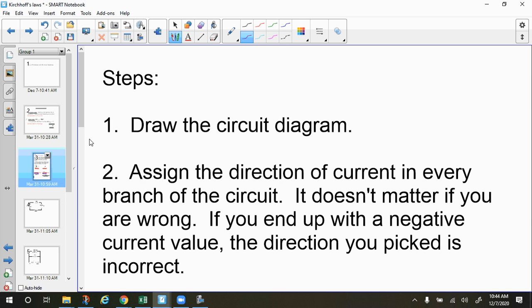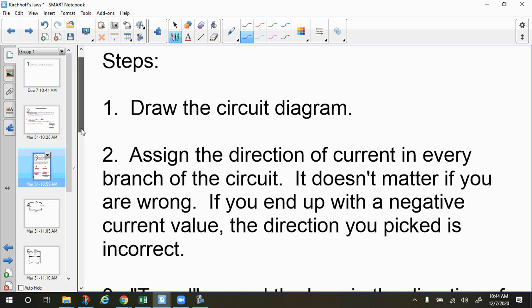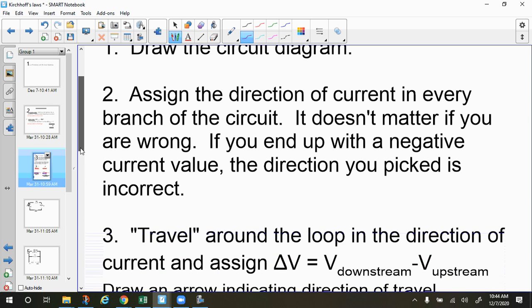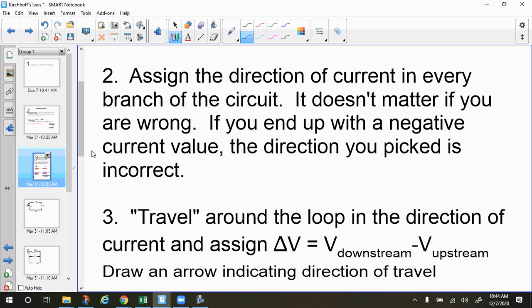So let's talk about the steps for solving these problems. The first thing you're going to do is draw the circuit diagram. There may be some simple circuits that you can do without drawing a diagram, but these, it's really important to draw the diagram. It's going to be really hard to keep track of things if you haven't drawn your diagram. So make sure you draw your diagram. Next thing you're going to do is assign the direction of current in every branch of the circuit. It's okay if you're wrong on this. If you're wrong, then you're just going to get a negative number in your calculation, so just take a guess.